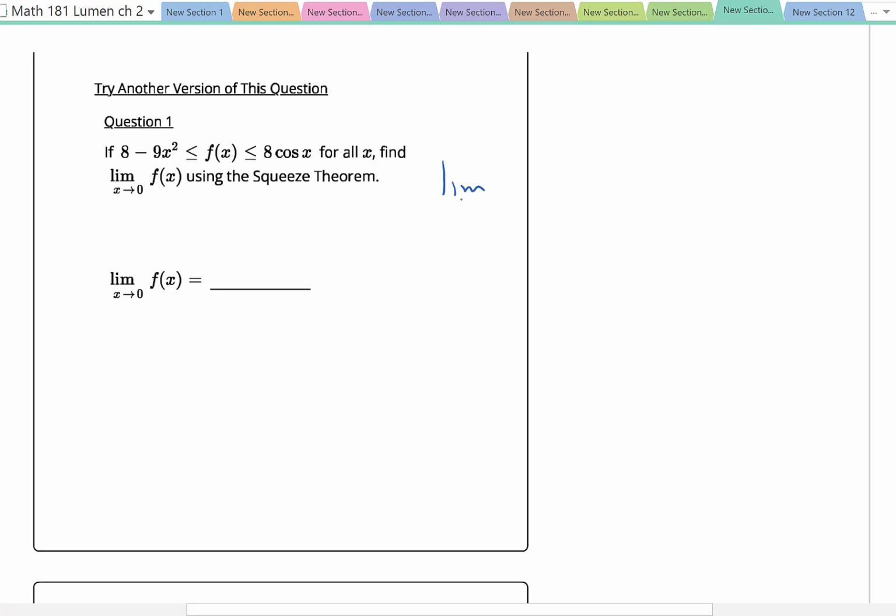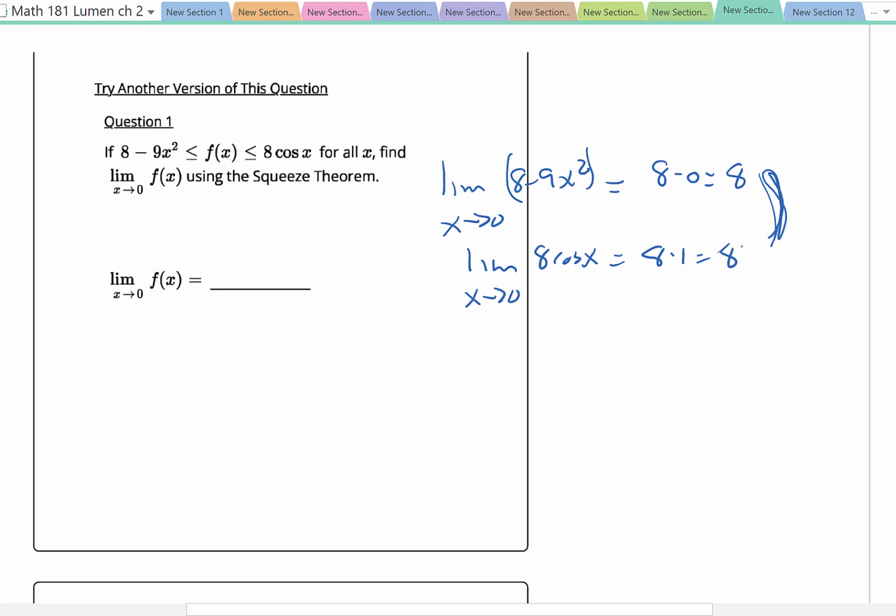of 8 minus 9x squared as x approaches 0. Plugging that in, you just have 8 minus 0, which is 8. Also the limit as x approaches 0 of 8 cosine of x is going to be 8 times 1, which is 8. So since both sides go to 8, we conclude that the limit of f of x must be 8.